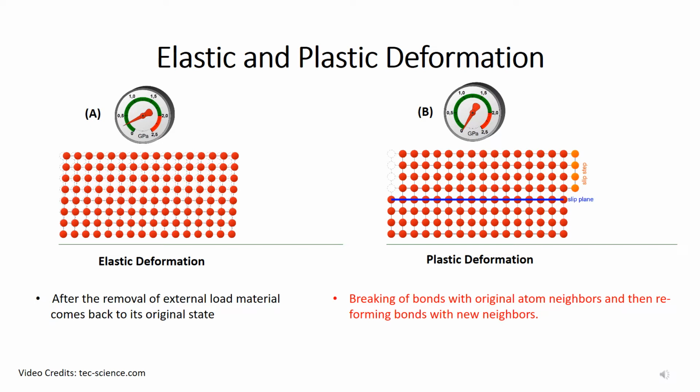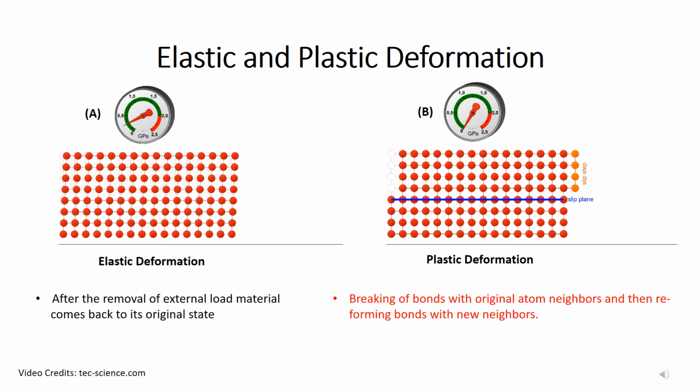So elastic deformation we can define as the phenomenon that after the removal of the external load, if the material comes back to its original state, then the material has experienced elastic deformation. Whereas plastic deformation we can define as the phenomenon in which breaking of bonds occurs with the original atom and new bonds are formed with the neighboring atom. So this phenomenon is known as plastic deformation. Figure A shows the elastic deformation, whereas in animation B, plastic deformation is shown.